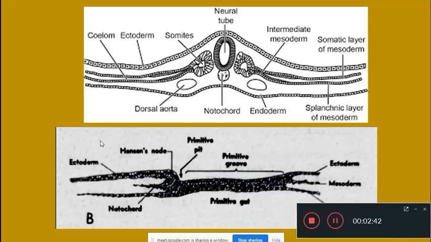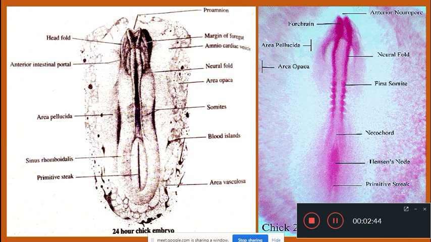Once it reaches the 24-hour stage, these two areas, the central area pellucida and the outer area opaca, are here, so this is the central area pellucida and this is the outer area opaca. They are now distinctly visible. So once it reaches 24 hours, you can see distinctly visible area pellucida and area opaca.